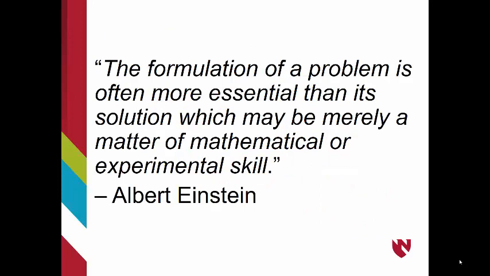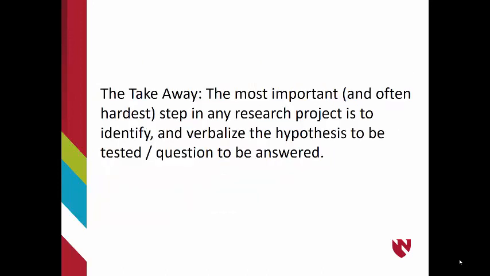So Albert Einstein is somebody that I really admire as far as some of the views he had on science in general. And one of his quotes is that the formulation of a problem is often more essential than its solution, which may be merely a matter of mathematical or experimental skill. So, in other words, what he's basically saying is the most important, and this is often seriously the hardest step in any research project, is basically to identify and verbalize the hypothesis or hypotheses that are going to be tested, or the question that you're actually trying to answer.